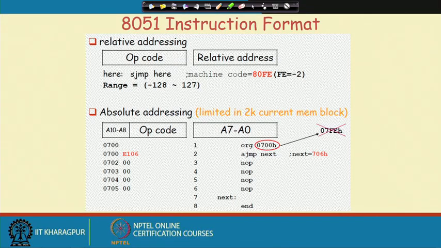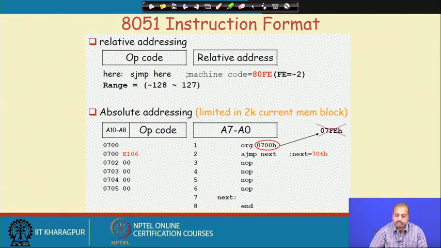Okay. So, what we can do is take a small relative jump, and from there we may have to take a long jump. That is by means of absolute addressing. So, you cannot always deny the use of absolute addressing. In case of absolute jump instruction in 8051, we have got different versions.